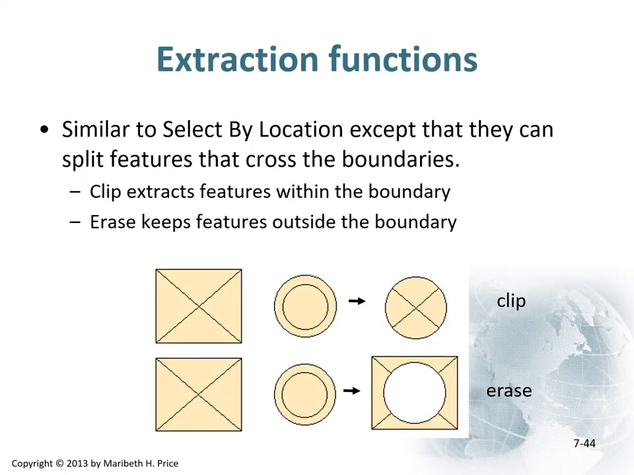Let's talk about extraction functions. The two big ones that we use a lot are clip and erase. I like to describe this like this. We have two data sets. We have the cookie cutter and the cookie dough. All right. Clip extracts features within the boundary. The boundary is the cookie cutter. The other feature is the cookie dough. When you use the clip, you take the cookie cutter, you apply it to the cookie dough, and you essentially get the cookie.